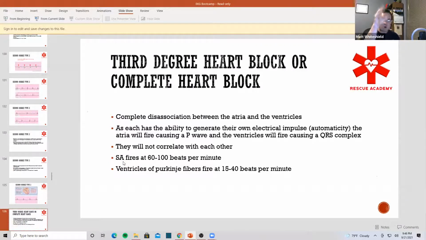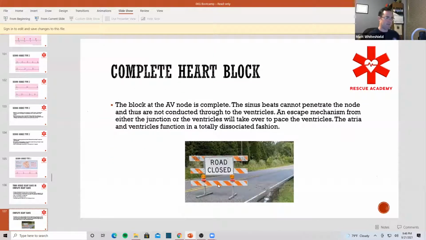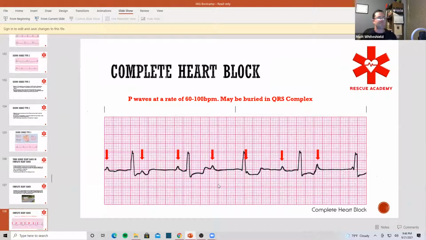We got the atrium going at one rate, we got the ventricles going at its own rate, and they're not correlating at all, okay? It says that the SA is still firing at 60 to 100, but the ventricles are firing at 15 to 40 beats per minute. The block at the AV node is complete. The sinus beats cannot penetrate the node and thus are not conducted through to the ventricles, right? Let's take a look at what that looks like.